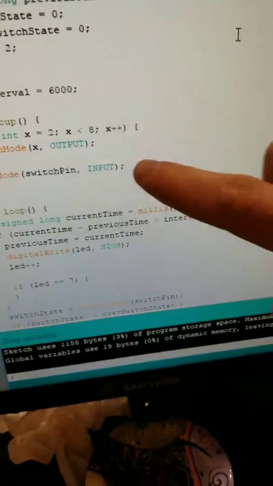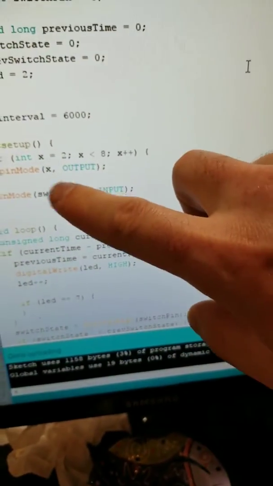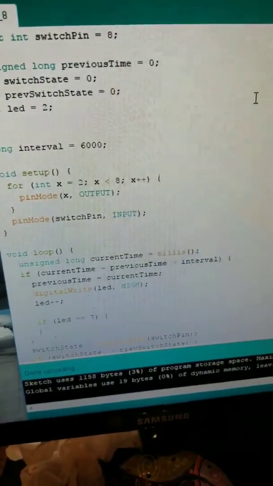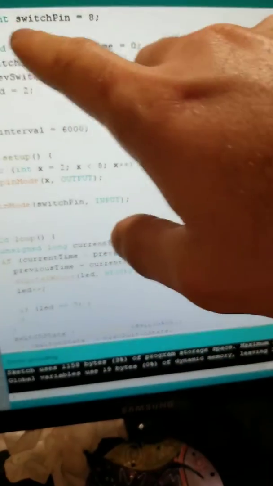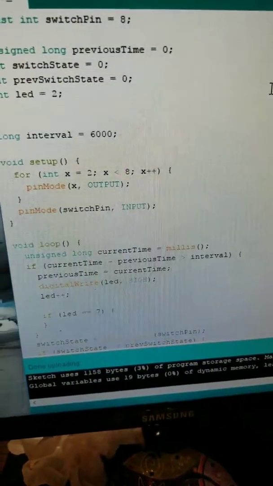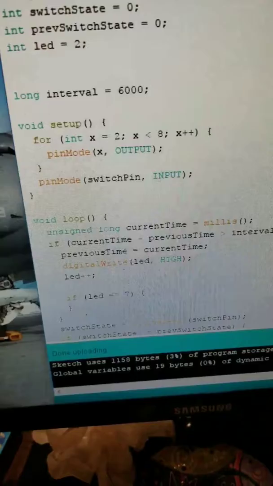For the setup, using this for statement, we were able to designate all 6 LEDs as an output at once, and then our switch pin, our input from pin 8, as an input.